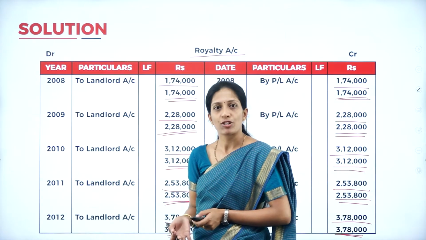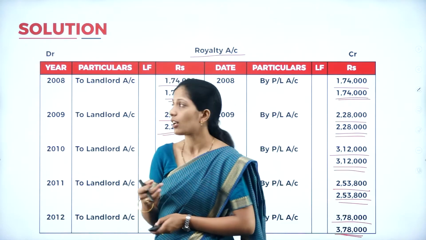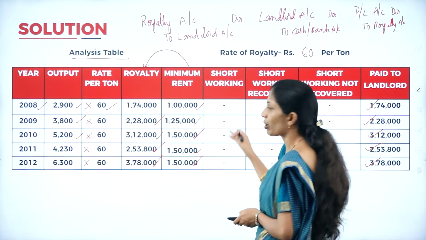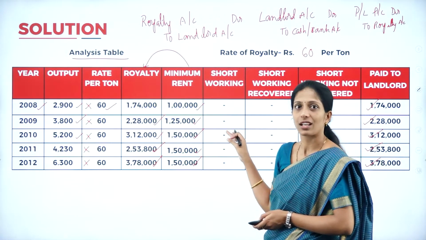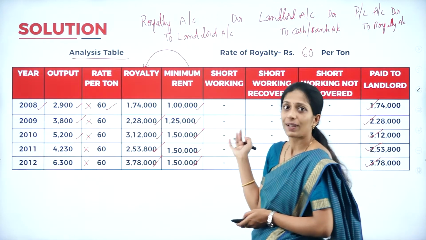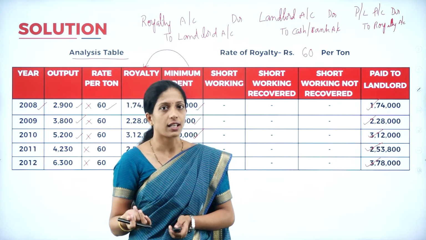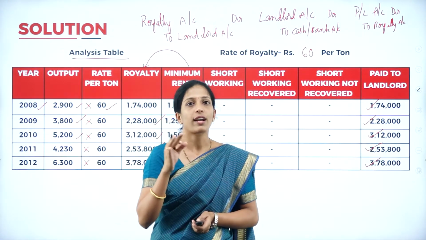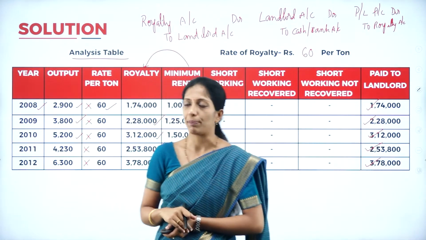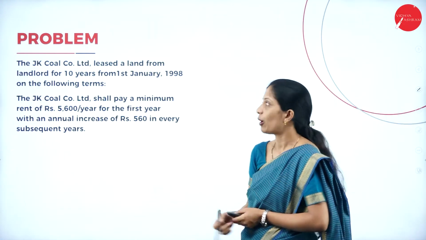And no need to prepare the short workings account because if you see the royalty table, there are no short workings, and there are no short workings recovered, and no short workings not recovered, whereby we cannot transfer to profit and loss account. So only the landlord account and royalty account will be prepared. Now, coming to the next problem.